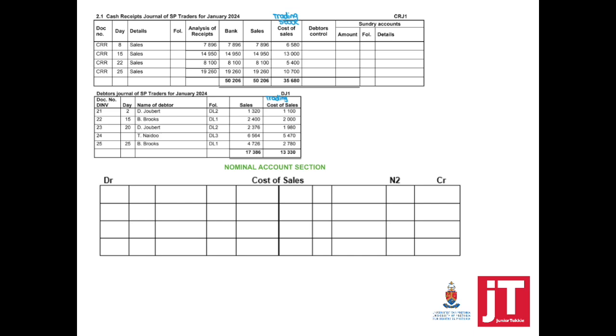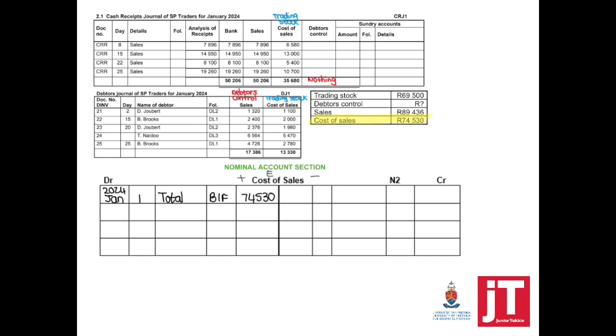The last ledger account that we've got is cost of sales. Cost of sales is an expense, which means on the debit side, we'll have the total brought forward. Starting from the cash receipts journal, it means that trading stock would have been credited, account debited, cost of sales. That's why that is my contra account. From the debtors journal, it means trading stock would have been credited, cost of sales will be debited. Our expense will increase on the debit side. Then we draw a line and we total.